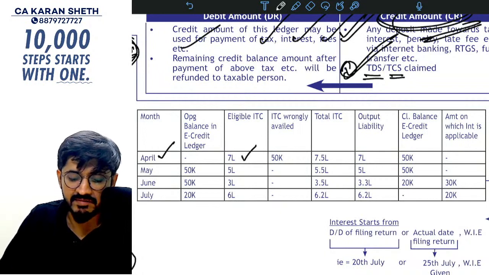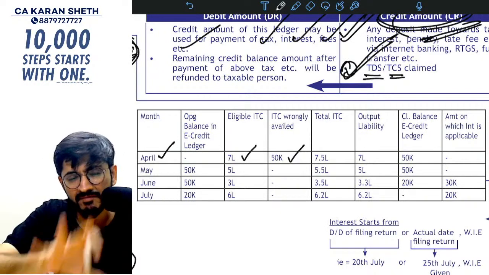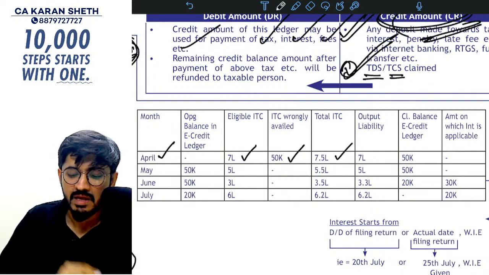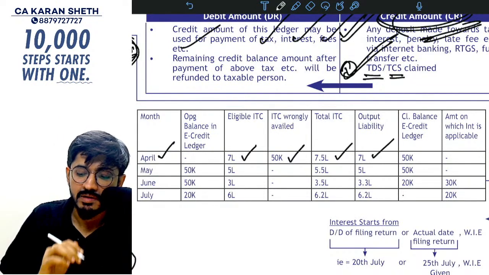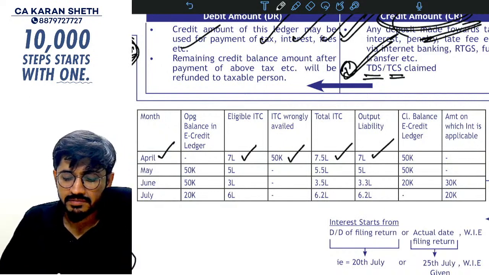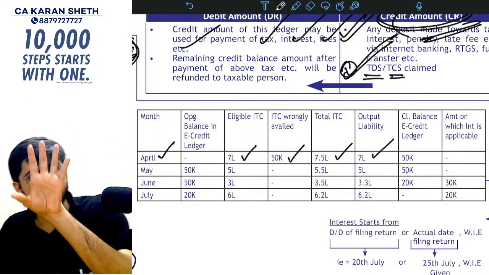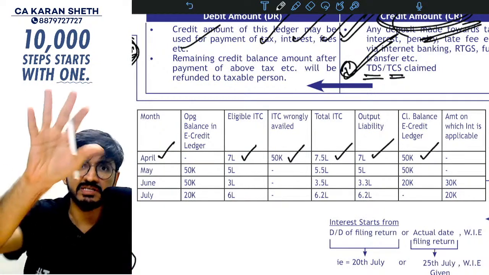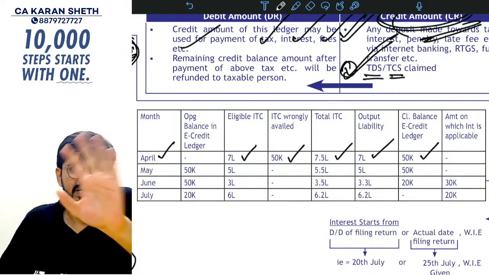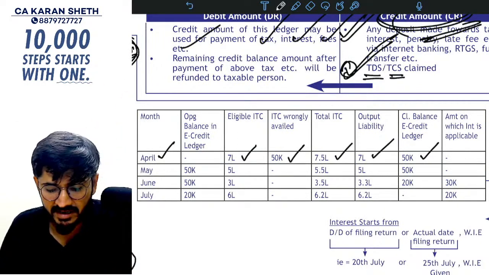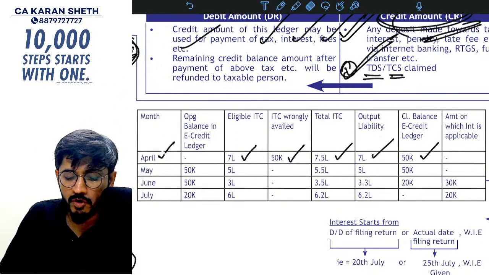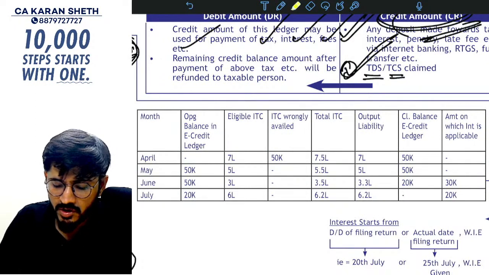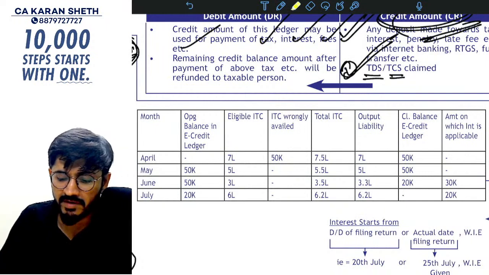Eligible ITC 7 lakhs. Wrongly availed, we already have categorized it 50,000. Total 7.5 lakhs. Output tax liability 7. Now understand. So output tax is 7 lakhs, ITC is 7.5. So obviously e-credit ledger 50,000 will remain. 50,000 will remain in e-credit ledger, correct? Because I have knocked off the other ITC that you have. I have knocked off the other ITC that you have, yeah?